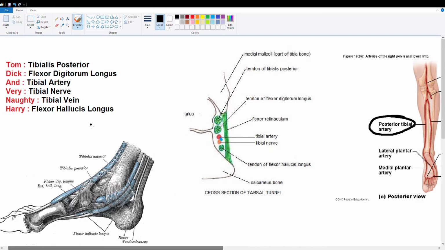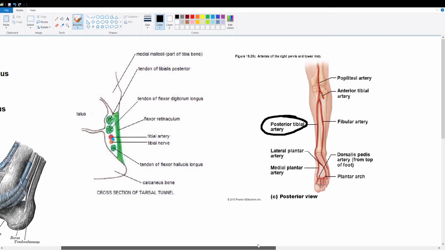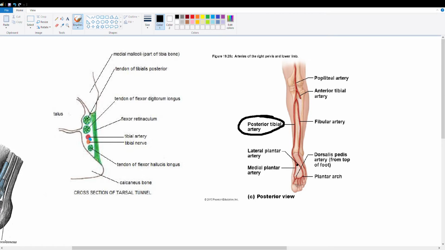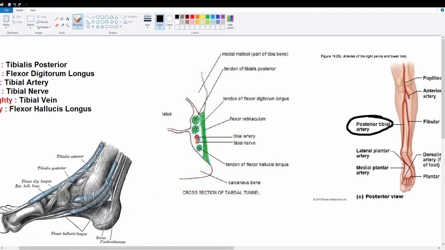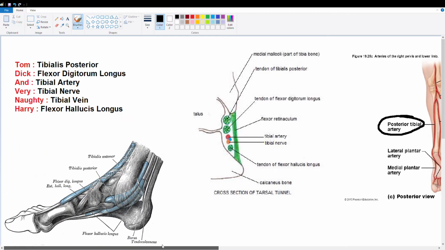So we're looking at the posterior tibial artery when we think of "and" in our acronym. Next, we have the vein and the nerve. So both the artery, vein, as well as the nerve go down through the tarsal tunnel, and they split off into medial and lateral plantar branches. So all of these three behave the same. They're going to contribute medial and lateral plantar branches after they pass through the tarsal tunnel.